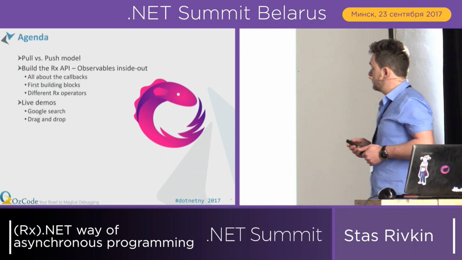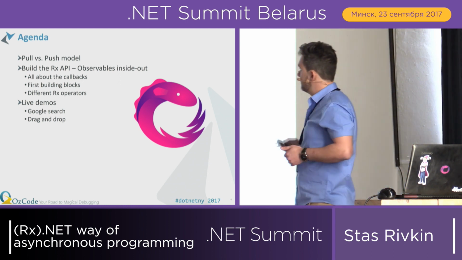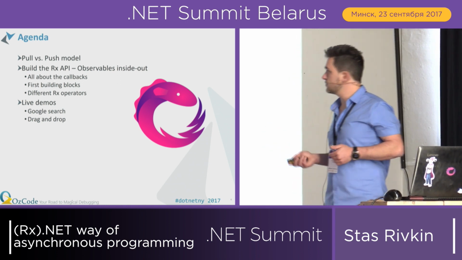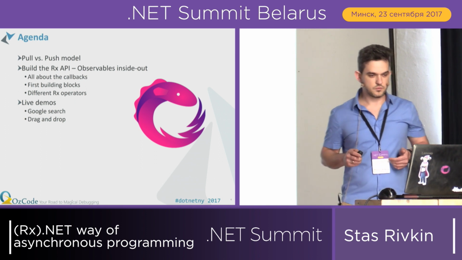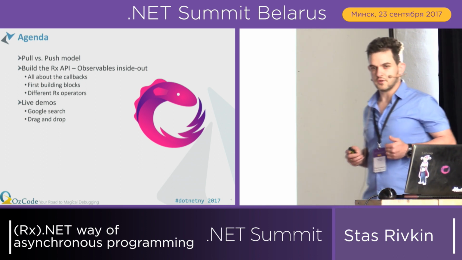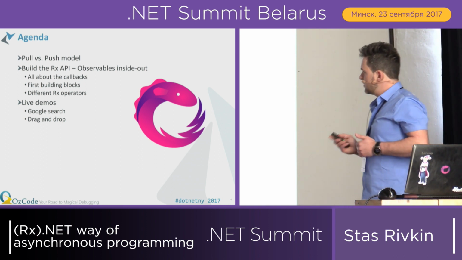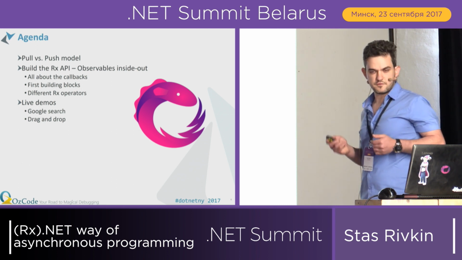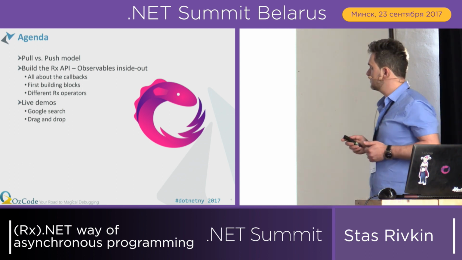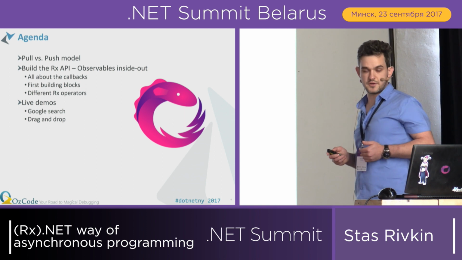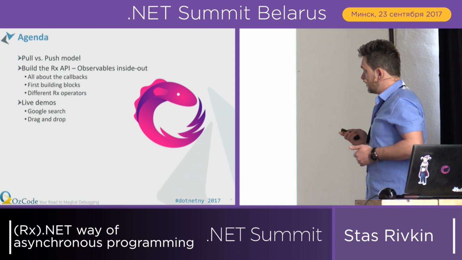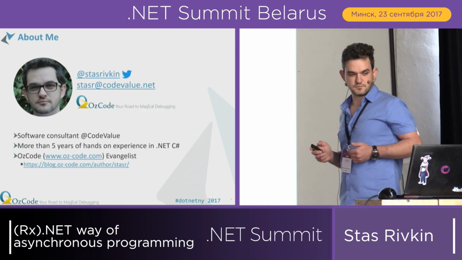So let's go through our agenda for today quickly. We're going to talk briefly about the pull versus push model. Then we're going to start by building our own RX API. We're going to learn about callbacks, the first building blocks, and then we're going to add a few RX operators. And eventually, we're going to get to live demos.